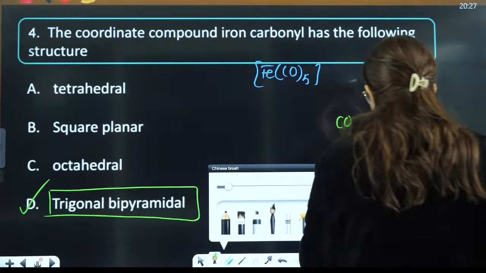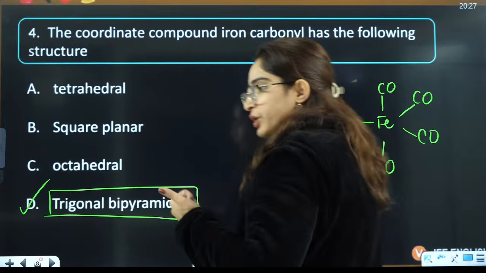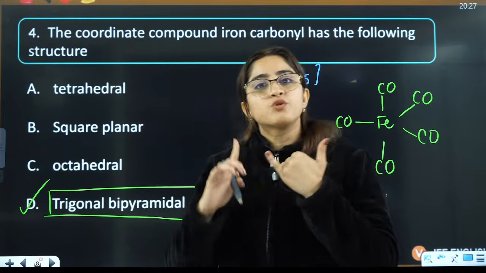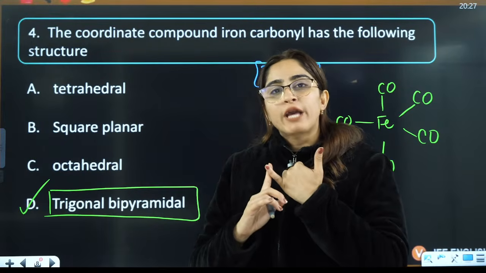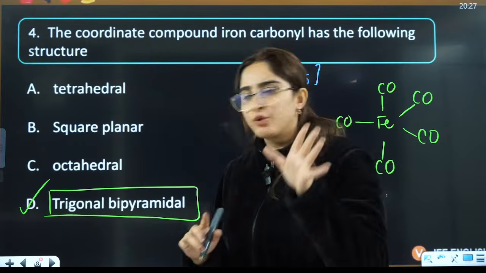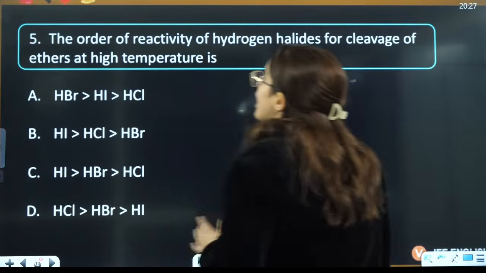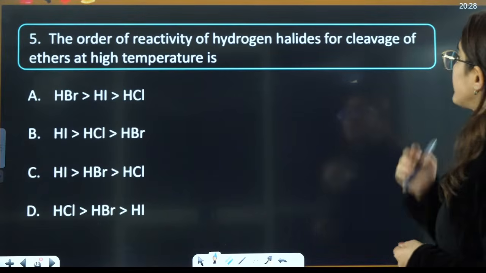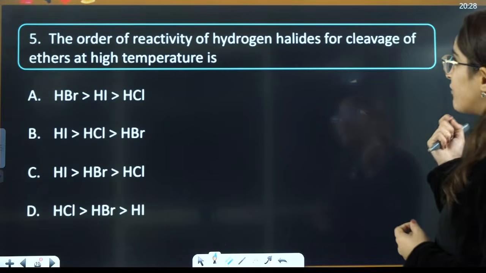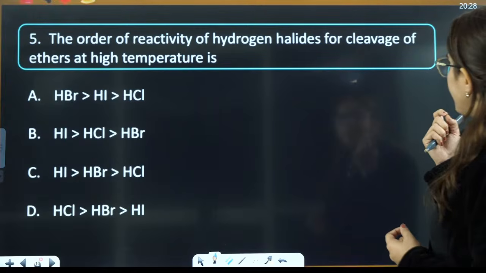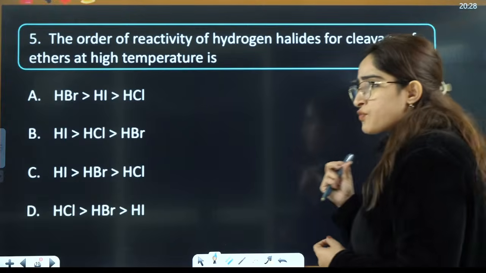And all the NCERT diagrams that are given to you regarding metal carbonyls, you should know. You should know how to calculate the EN rule and everything, right? Okay, next question is, the order of reactivity of hydrogen halides for cleavage of ethers at high temperature is what?